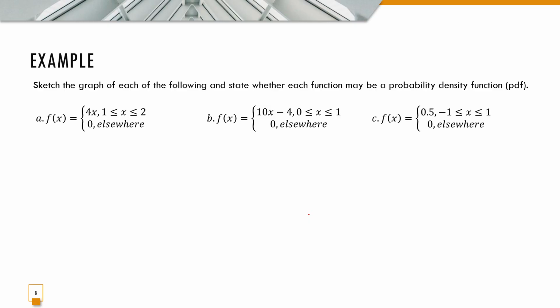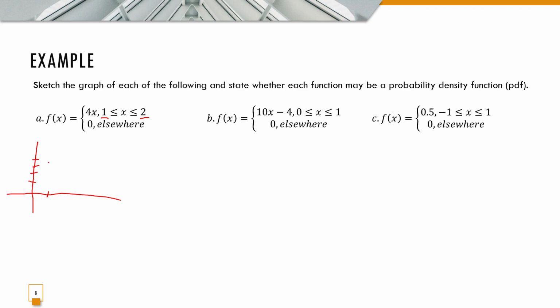So let us start first with problem number 1. We need to sketch each of the following and state whether the function may be a probability density function. The first thing that we're going to do is sketch. For the function 4x, the interval is 1 to 2. So when you substitute the value 1, the result is 4.